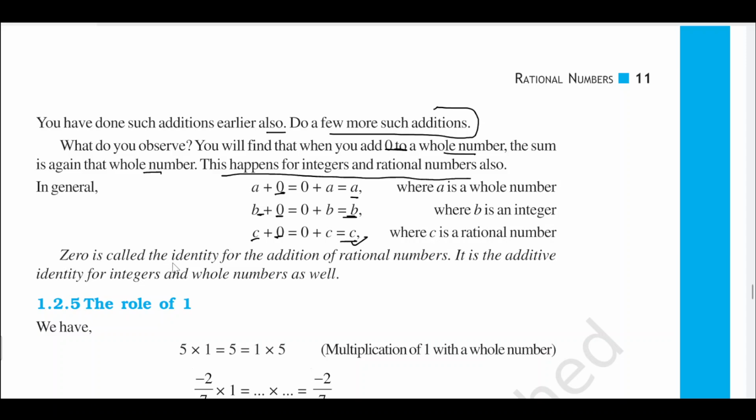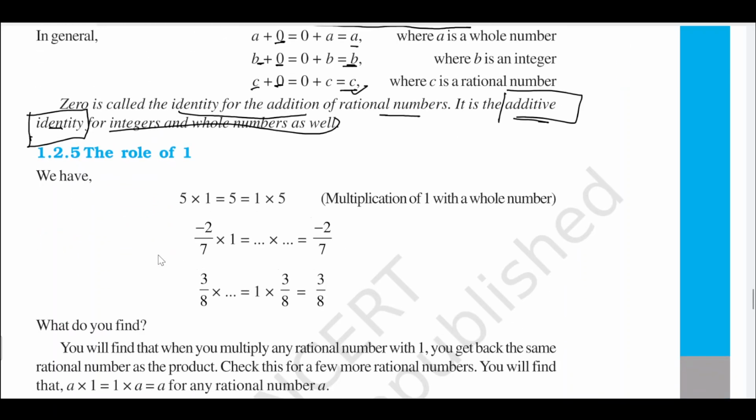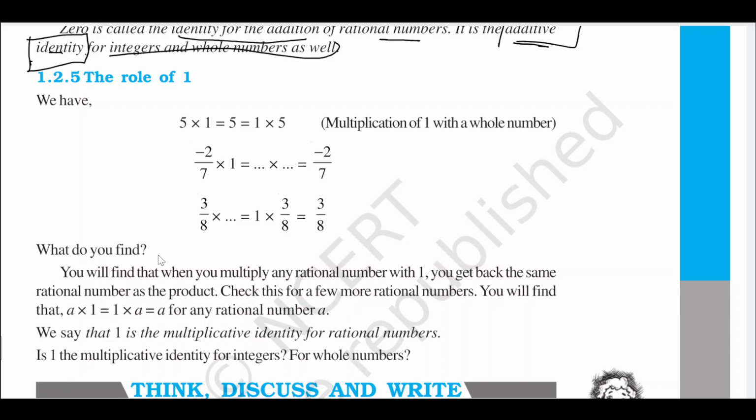So 0 is called identity for addition of rational numbers. It is additive identity for integers and whole numbers as well. Remember this term, additive identity means adding 0 to any number is not going to change that number. It's not going to change its identity. The number is going to remain the same. Now the role of 1. We just learned the role of 0. 0 is called additive identity.